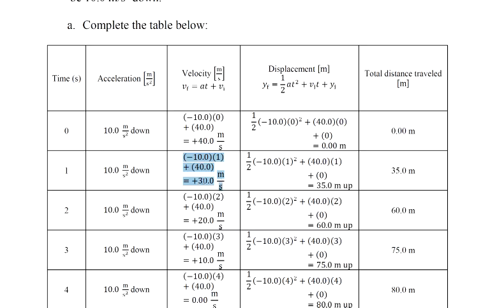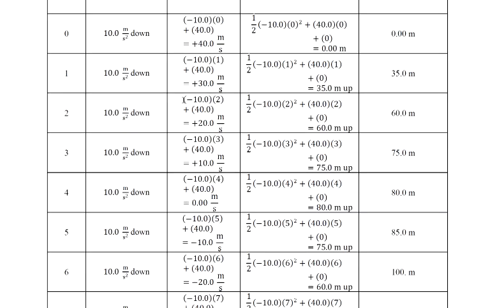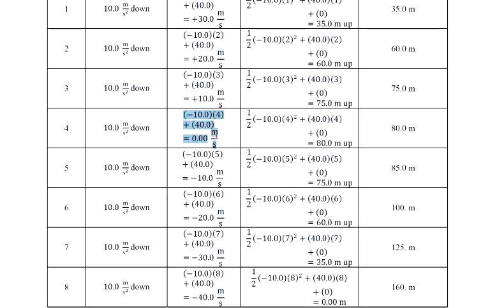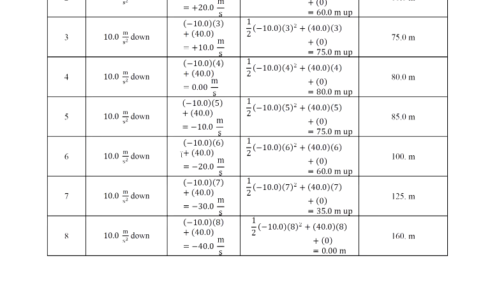So you could see using this equation, initially the velocity is plus 40. After 1 second, it's plus 30. After another second, it's plus 20. Then plus 10. Then it's 0. Then it's minus 10. Then it's minus 20. Then it's minus 30. Then it's minus 40.